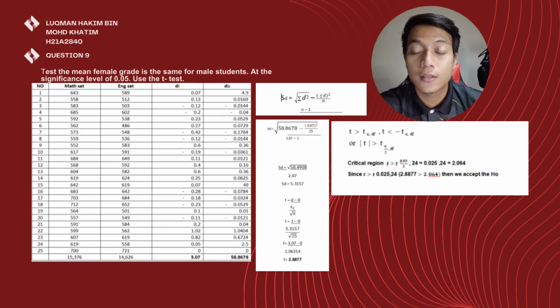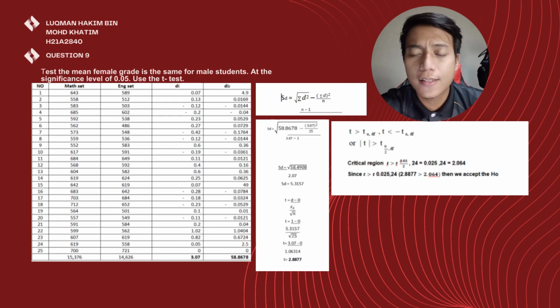For question 9, I will present it to you. Based on the table given, they have 4 columns in the table, which are math set, English set, DI and DI square. The total of math set is 15,376, while the English set is 14,626, and the total for DI is 3.07, and for DI square is 58.8678.